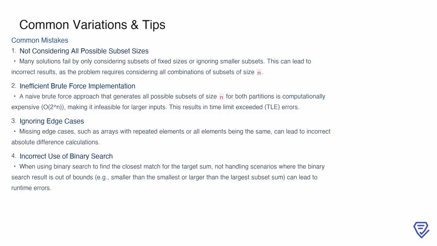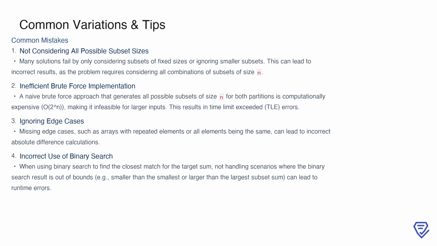Another common pitfall is relying on an inefficient brute force approach. While generating all possible subsets of size n may seem straightforward, this quickly becomes computationally expensive, especially for larger inputs, leading to time-limit-exceeded errors. Additionally, it's important to handle edge cases carefully. For example, arrays with repeated elements or arrays where all elements are identical can produce unexpected results if not accounted for. Finally, improper use of binary search is another frequent error.